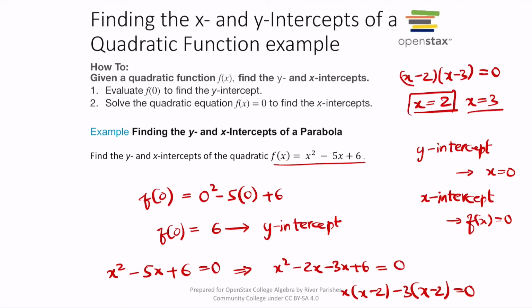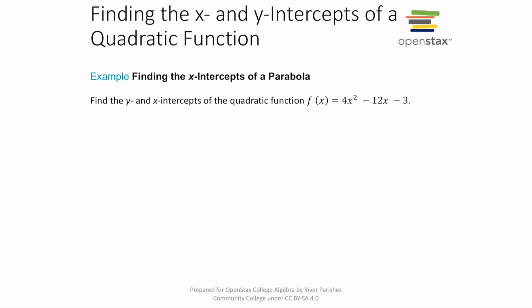So these two here represent the x-intercepts. So this has two x-intercepts. So this is how we can solve the question. Use the same principles now. Pause the video right here and try to find the x-intercept and y-intercept for this equation.